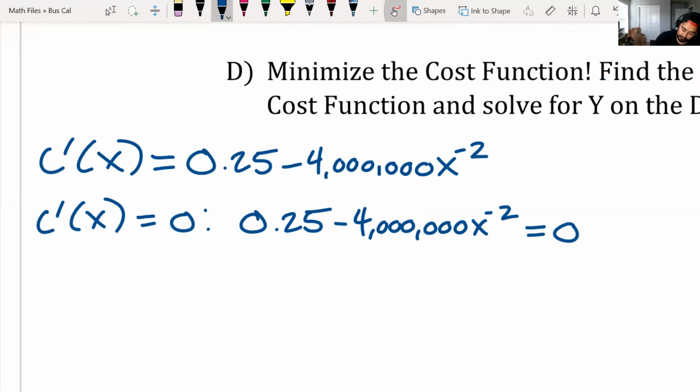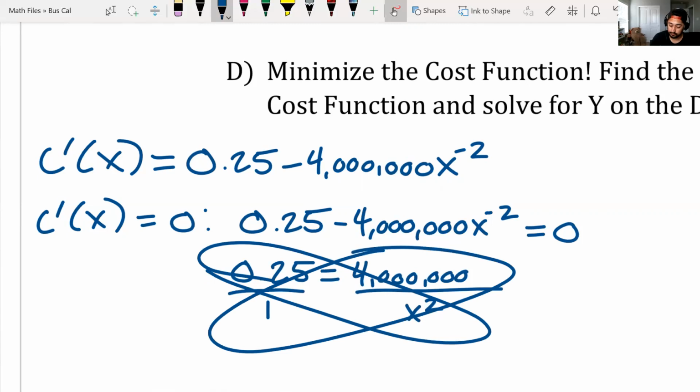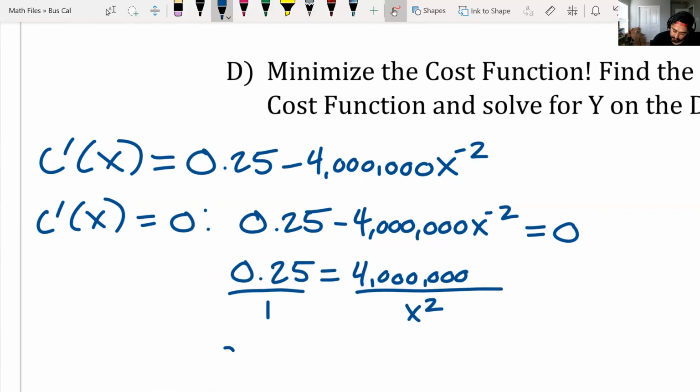I then will move that over. So this would be 0.25 equal to 4 million over x squared. So all I did here was take this x to the negative 2 and flip it to the bottom. Remember, negative exponents can flip. And then I will cross multiply. I'll put this over 1 and cross. So this becomes 0.25 x squared equal to 4 million.